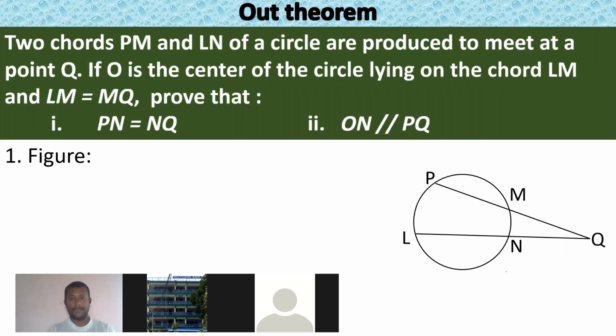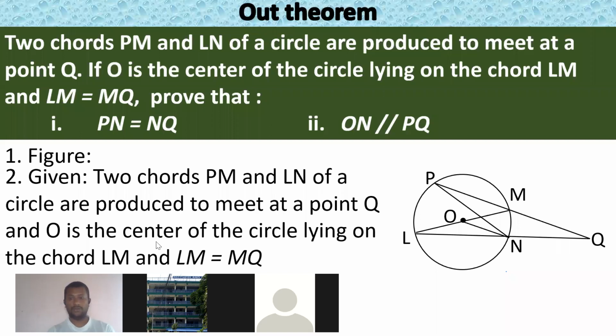After this, we have joined LM. The center must be on the chord LM, so I have taken the center O on the chord LM. After that, we have joined PN because we need to show PN equal NQ. For that, we need to join PN. We have also been asked to show ON parallel to PQ, so we need to join ON. This is the information that we can grab from the question. This is the figure.